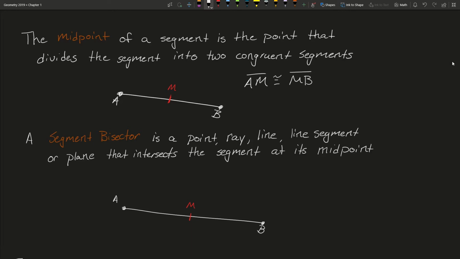A segment bisector is basically the same thing, except it can also be a ray, line, line segment, or plane that intersects the segment at its midpoint. So if we have the segment AB and we fold it in half, M would be on that crease. Except the segment bisector could be a ray, it could be an entire line, or it could be a plane.